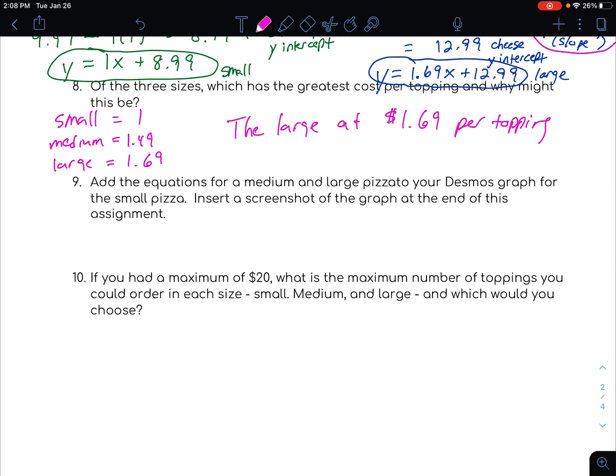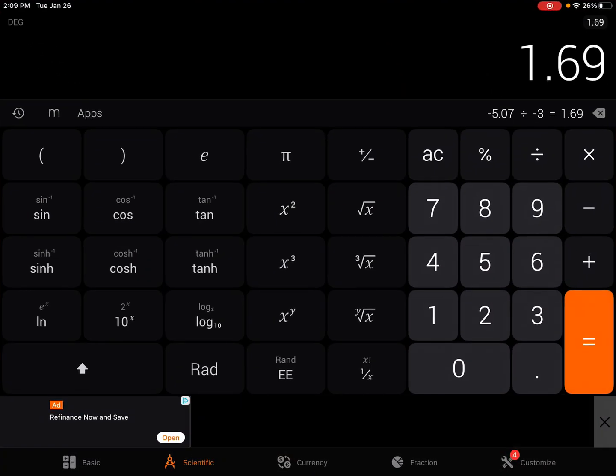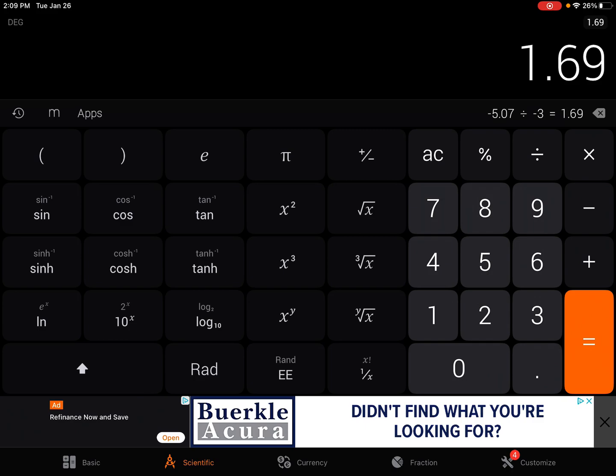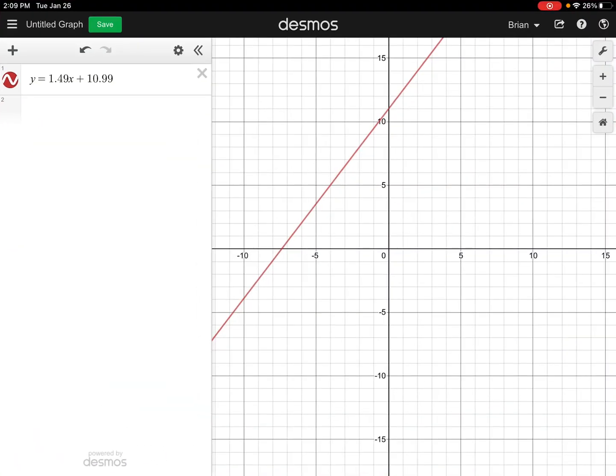All right, add the equations for a medium and large pizza to your Desmos graph for the small pizza. Insert a screenshot of the graph, and so we should be able to see a difference for each one of them. All three of them are different lines, so let's go ahead and do that. Not the calculator, let's go into Desmos.